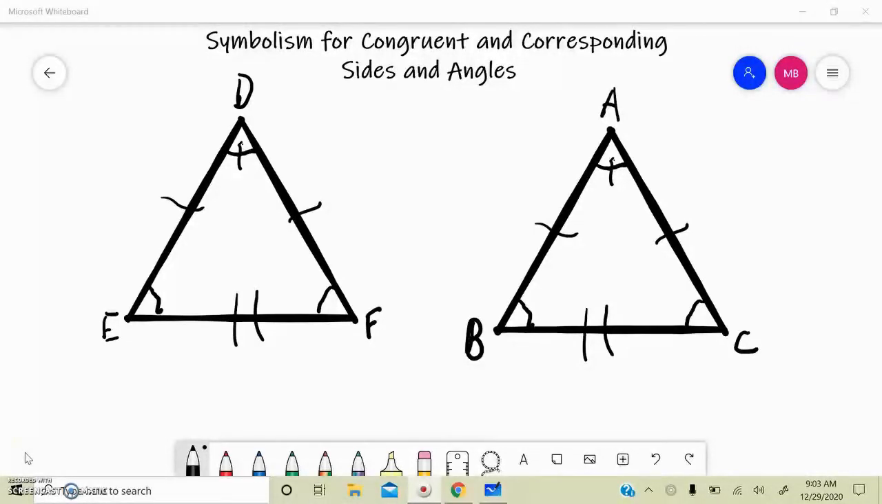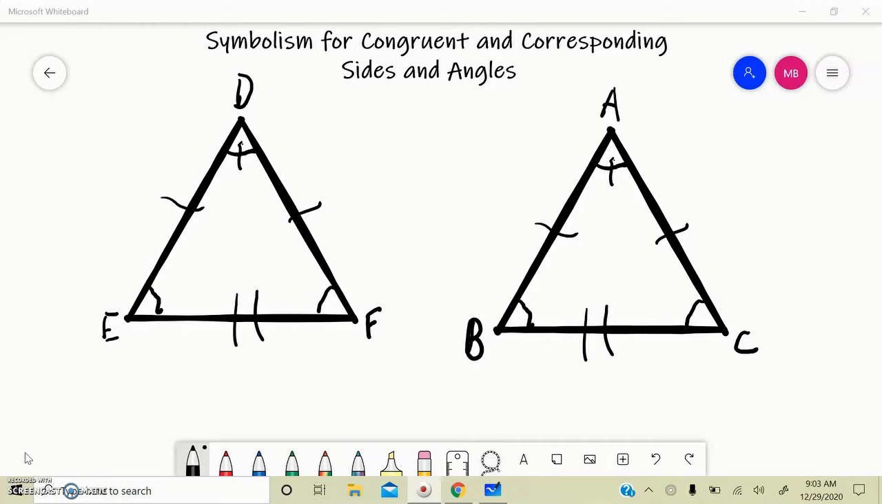Alright, so in this video, I'm going to discuss the symbolism for congruent and corresponding sides and angles. Let's begin by looking at triangles. So we can look at triangle ABC and triangle DEF.